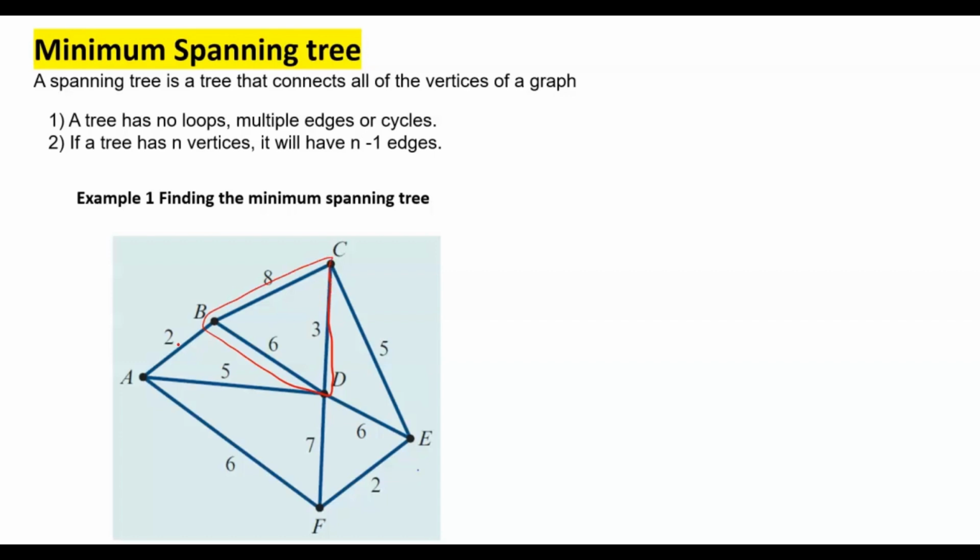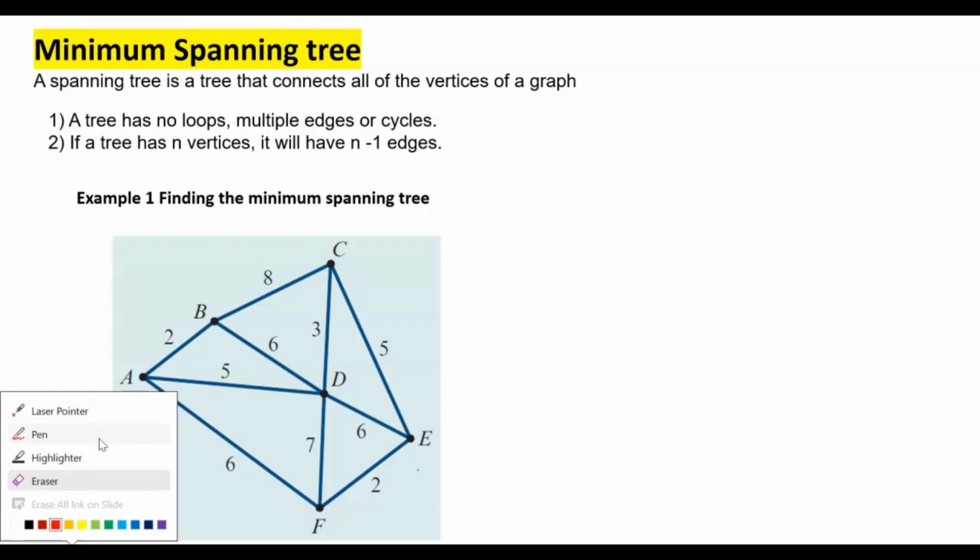Also, if a tree has n vertices, it will have n minus 1 edges. So the number of vertices minus 1 will give you the number of edges in a tree. So let's have a look at this example and see how to form one.